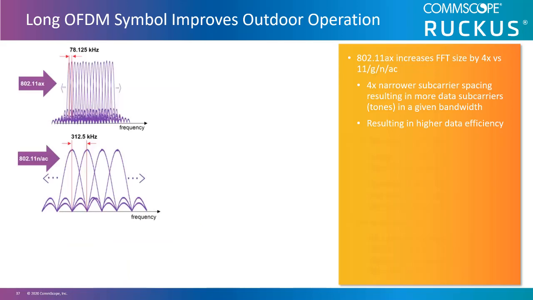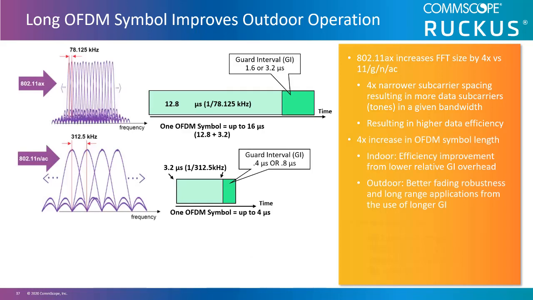In 802.11ax, it maintains the same channel width as 11ac, such as 20, 40, or 80 megahertz. However, it increases the fast Fourier transform, or FFT size, by a factor of 4. This means there are 4 times more subcarriers in a given bandwidth, resulting in a 4 times reduction in the subcarrier spacing. So we go from 312.5 kilohertz to 78.125 kilohertz subcarrier.